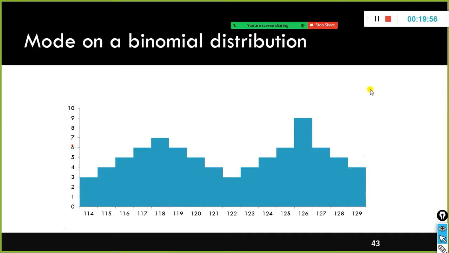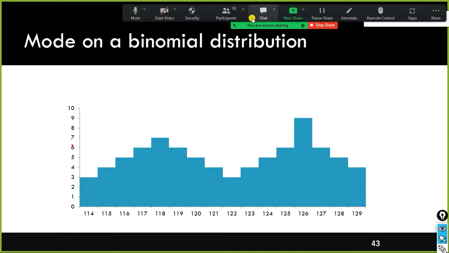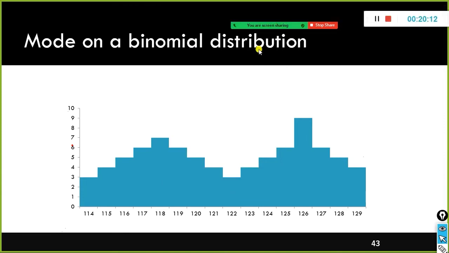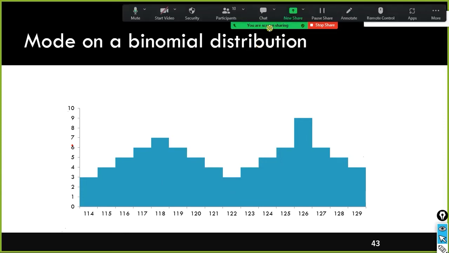How many modes are there here? Can someone tell me? Let me see how many of you can answer it correctly. What is mode? Most frequently occurring value. How many modes are there? We have two modes. I gave you a clue. No, Karthik. We have two modes.